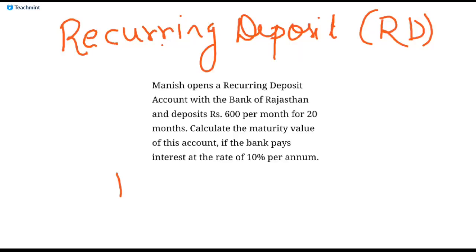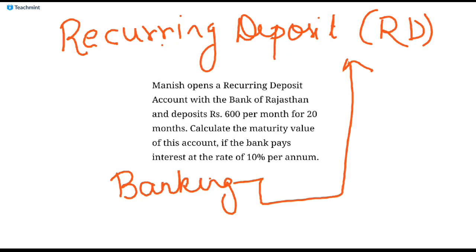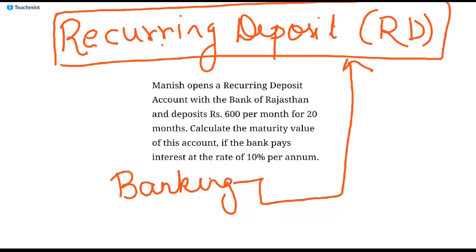Write the chapter's name, banking, and under that what we are going to study is only the first part, which is recurring deposit, shortly called as RD.